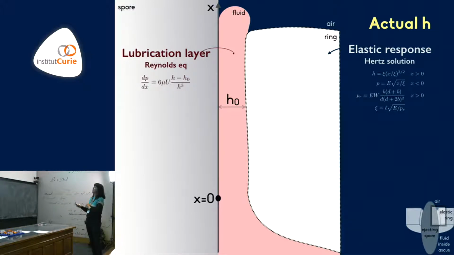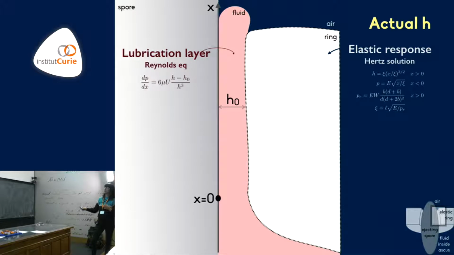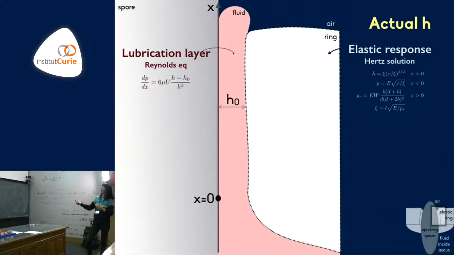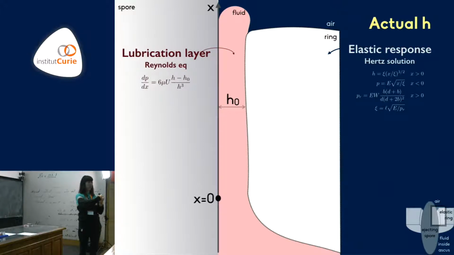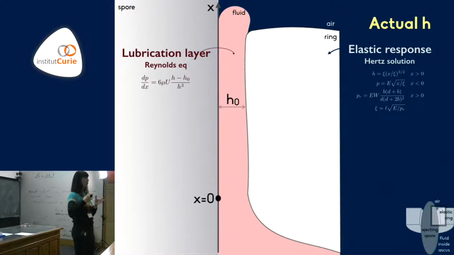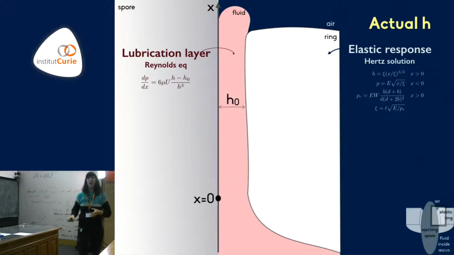On the other side of the slide, you have an elastic ring. And if you ignore for a moment the presence of this fluid layer, then you can write a series of equations that tell you how the ring would be deformed by dry contact. This is called the Hertz solution. It's the solution of the linear elasticity for a ring. And these are the scalings for this problem.